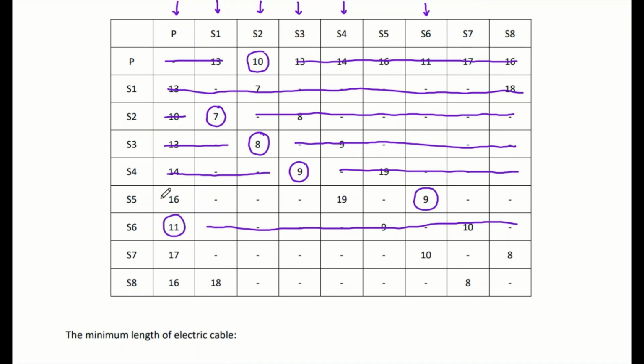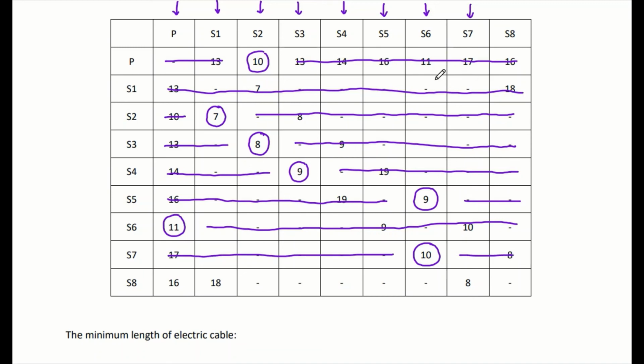Okay, connect S6 to S5. So S5 here, then strike through S5. Okay, so among everything, you are left with 17, 16, 18, and 10. So obviously the minimum is 10. So you are connecting to S7. So S7, strike through S7.